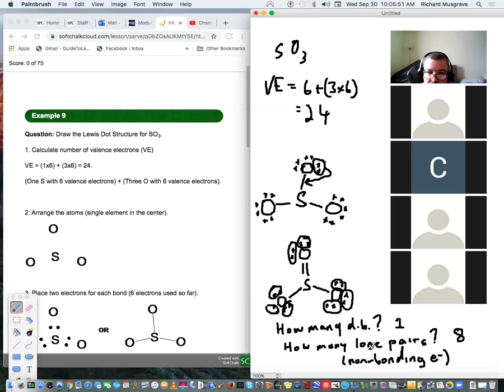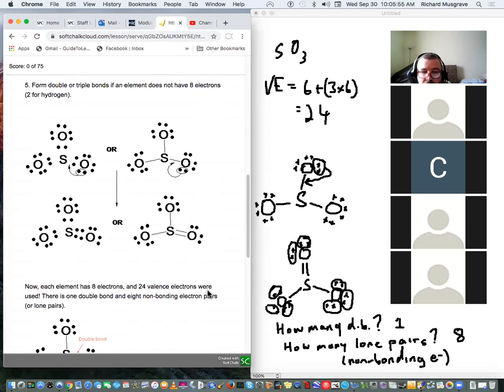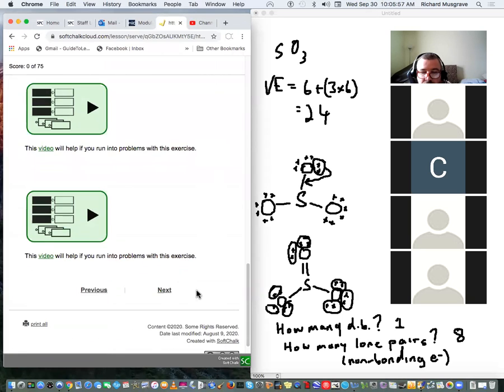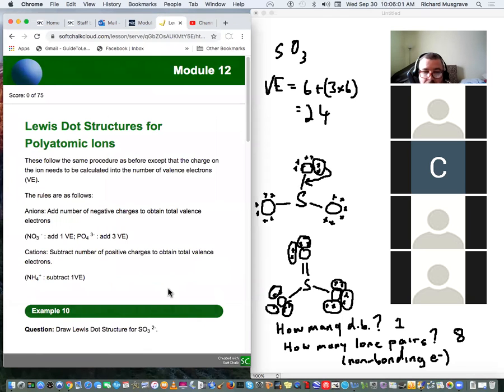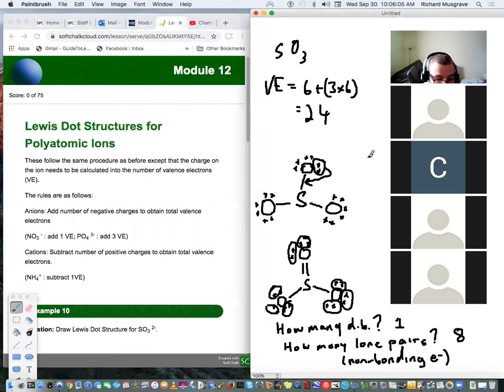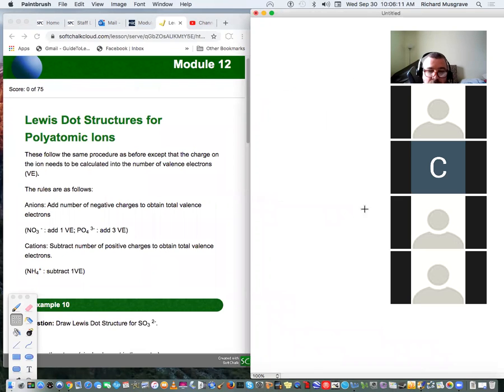All right, let's take a look at the next example, and this one involves a polyatomic ion. When we're counting the valence electrons for polyatomic ions, we need to account for the charge on the ion. So for example, if you had NO3 minus, you account for that minus by adding a valence electron. We do this because electrons are negatively charged.